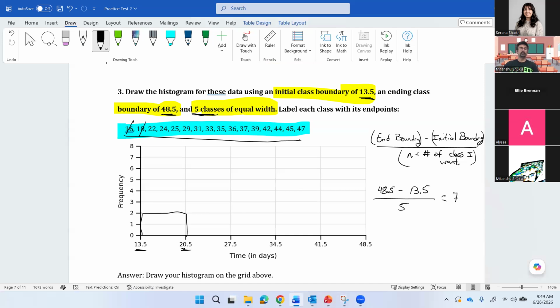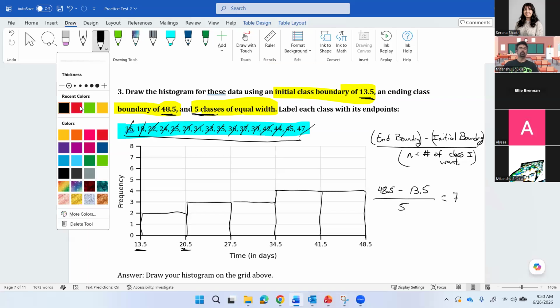Then how many numbers happen in between 20 and a half and 27 and a half? That's going to be 1, 2, 3. 27 and a half to 34 and a half. That's going to be 1, 2, 3. Okay. Then 1, 2, 3, 4, and 1, 2, 3, 4. Yep. Okay. So this is what my histogram looks like. And you can color it in, I guess, if you wanted to.